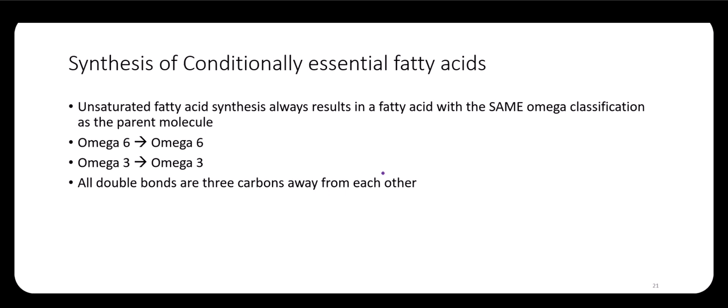Like we said, whatever the omega classification is of a fatty acid, it's not going to change. So an omega-6, no matter what you do to it, has to still be an omega-6. An omega-3 stays an omega-3, and so on.